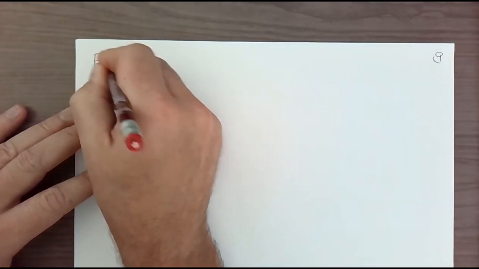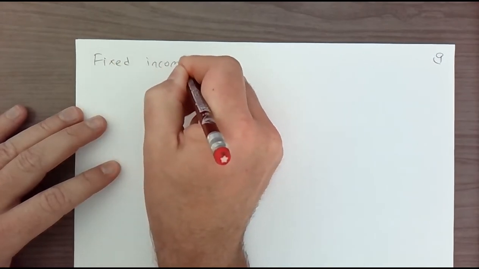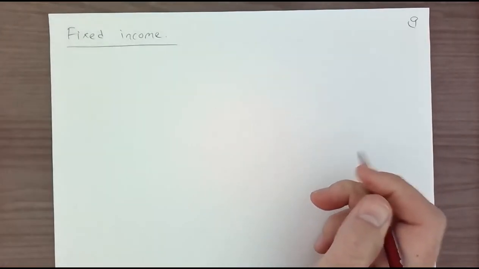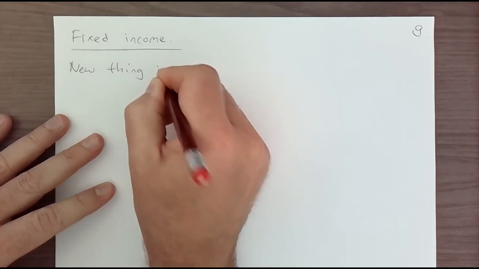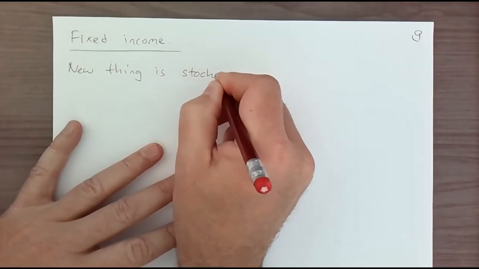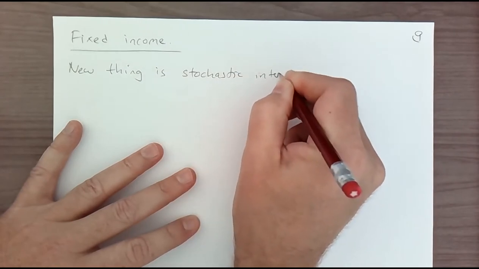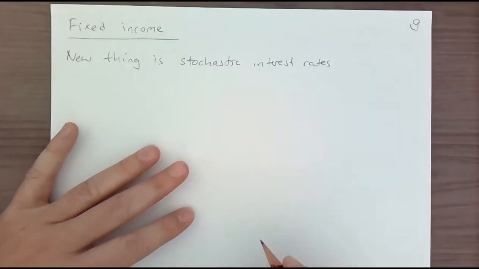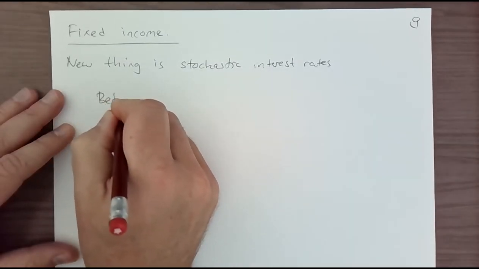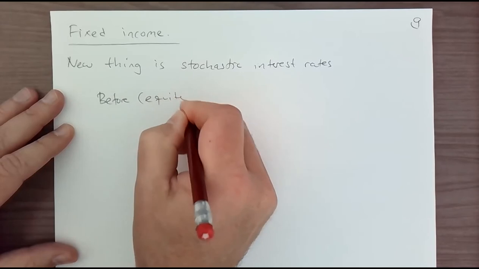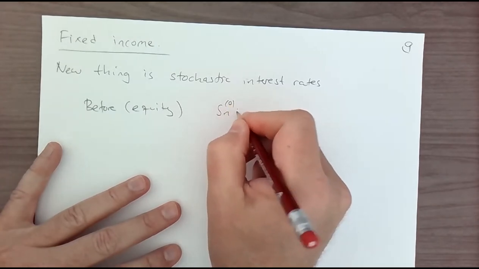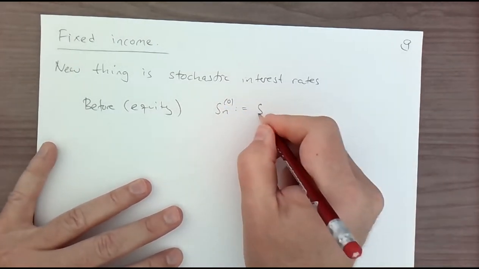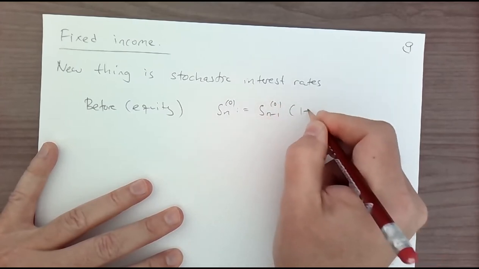So the last big topic we're going to have is fixed income. The big change, the new thing, is stochastic interest rates. Before, this was an equity. Before, we had the money market account would just be the previous value it had times 1 plus R.